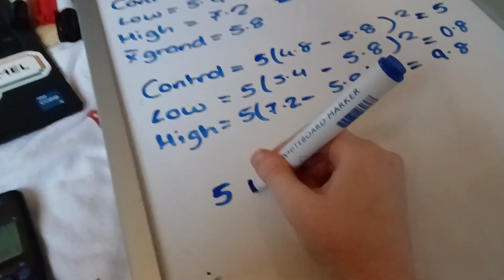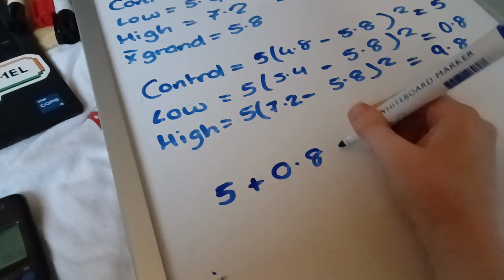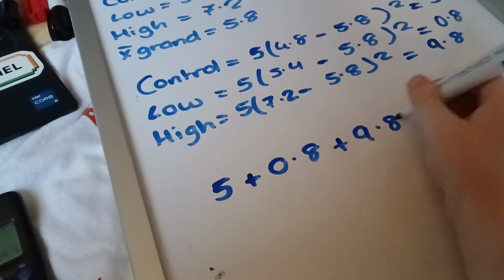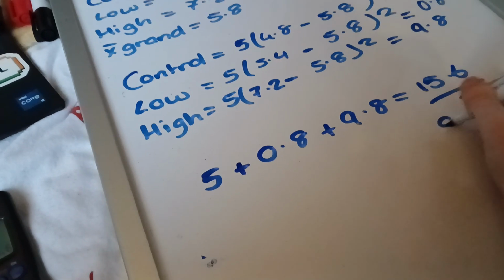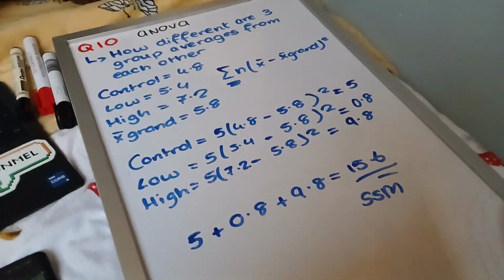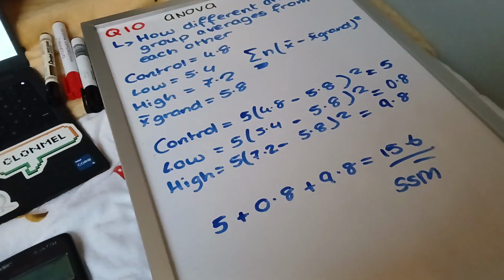So we're going 5 plus 0.8 plus 9.8, and that equals 15.6, which is the SSM. If we go up here and check, yeah, it's 15.6. So that is how you do it. I know it's long and there's a lot of steps, but once you do it a couple of times, it is grand. It's easy enough.